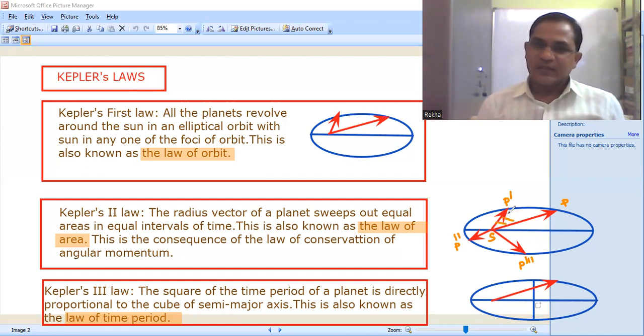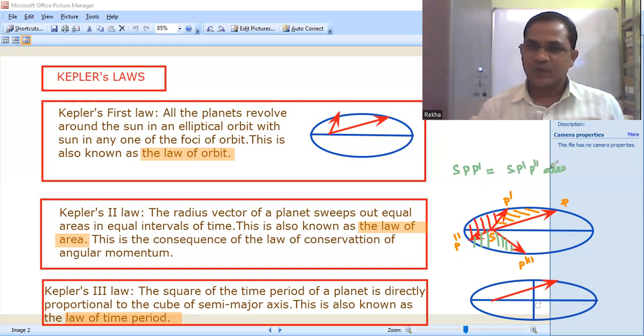So here the area SPP dash is equal to the area SP dash P double dash, which equals the area SP double dash P triple dash. This is Kepler's second law: the radius vector of the planet sweeps out equal areas in equal intervals of time. This is also known as the law of area.